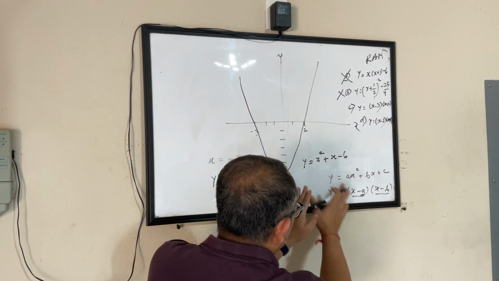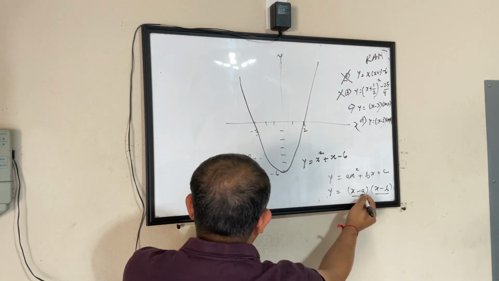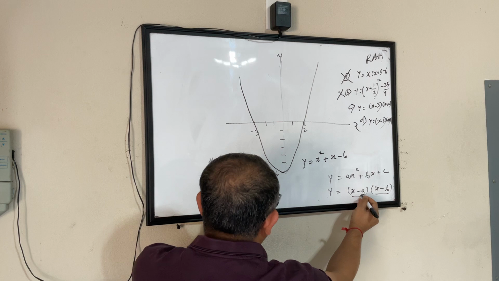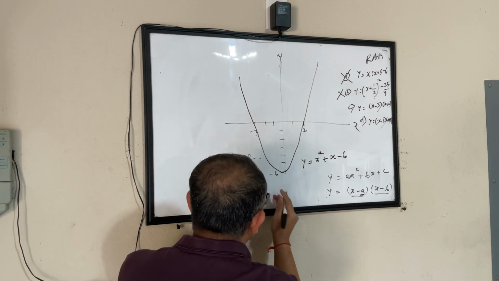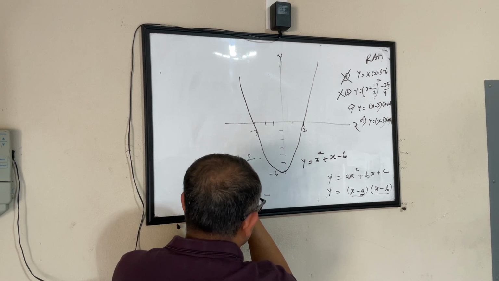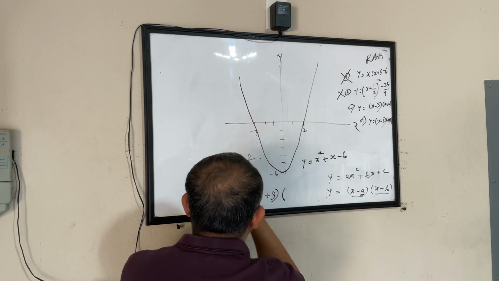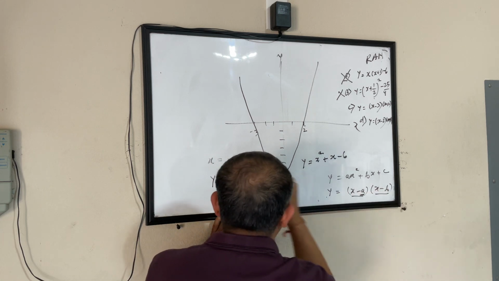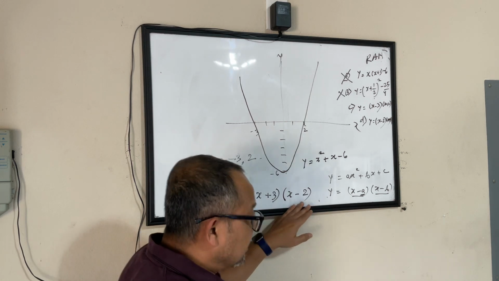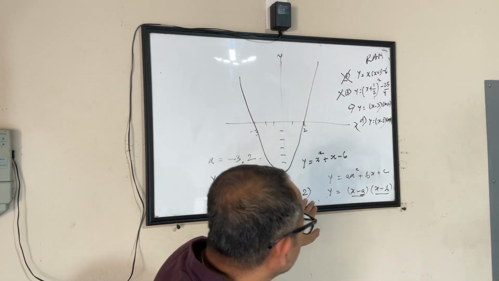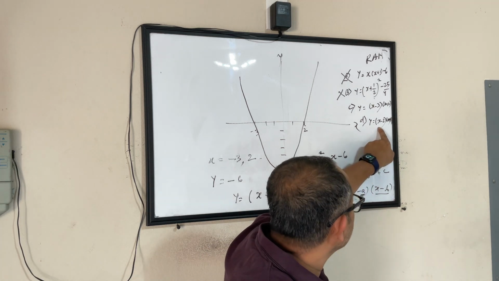I'm just blindly putting it in, okay? I'm not even comparing with this equation so far. One intercept is minus 3 and one is 2. So if I put it here, it becomes x minus minus 3, so minus into minus becomes plus, x plus 3, times x minus 2, which is the second one. This could be a potential answer. So x minus 2 into x plus 3 seems to be the answer.